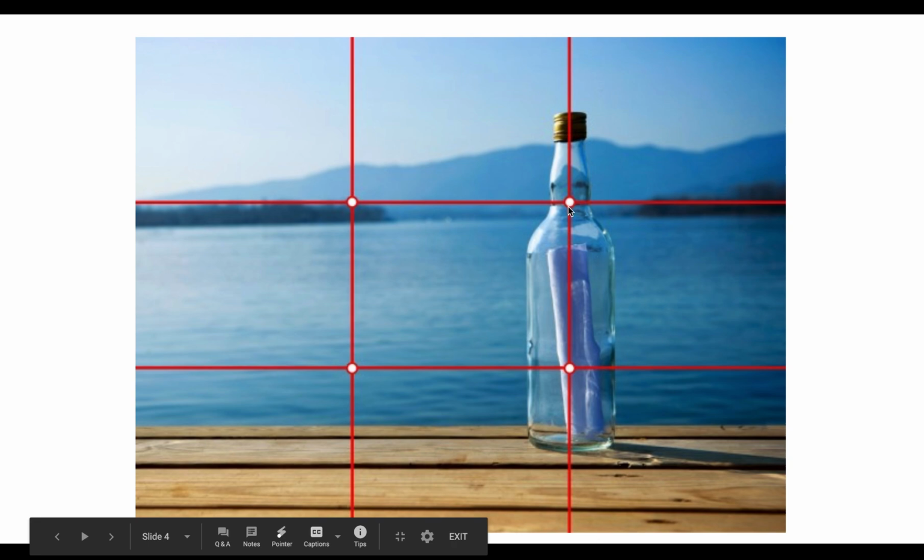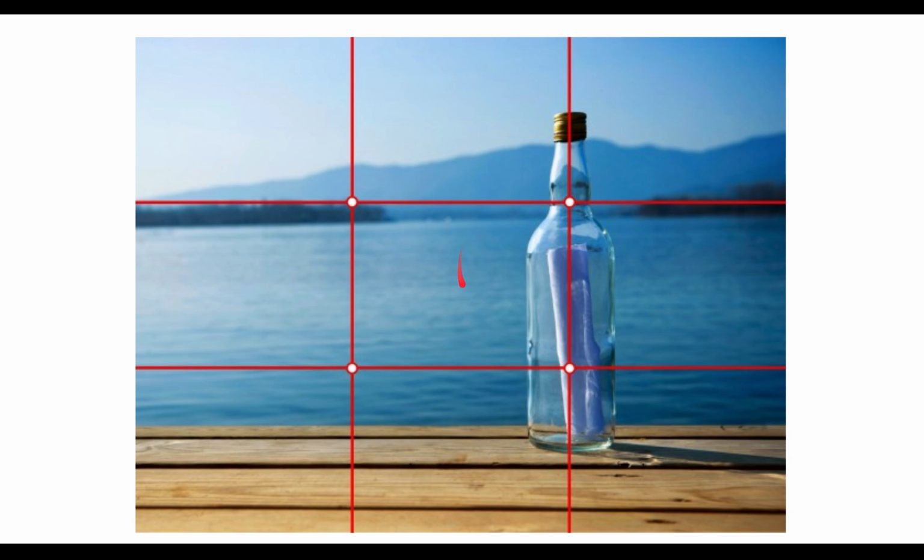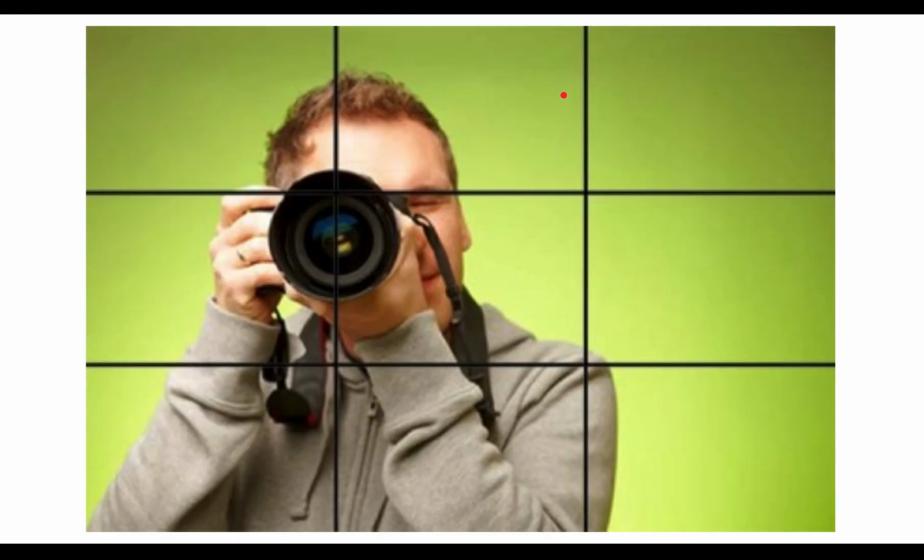If I were to move this bottle and put it over in the middle, if I were to put it right here, it's not going to be as strong as an image. So instead, sitting it on the power points right on that vertical line is a great strategy, okay? Let's take a look at another one.